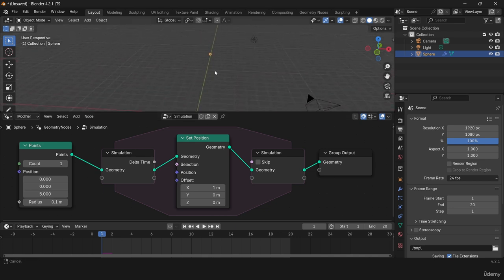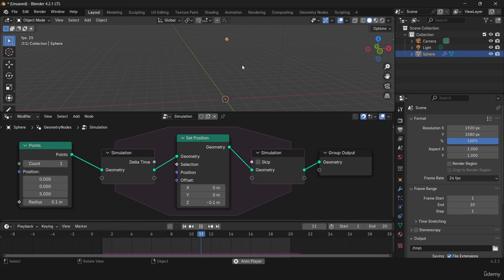And since I want the point to be falling, I need to update the set position node. So instead of moving on the x-axis, I need to tell Blender that we will be moving on the z-axis. I'll reset the x-axis to 0, and on the z-axis I will write, for example, 0.1 meter. If I hit play, you will notice that the ball is moving up, not down. It's because Blender is moving the ball by 0.1 meters up. So if we wanted to move it down, we need to change it to minus 0.1 meters. Now, if I hit play, you will notice that the ball is falling slowly down.